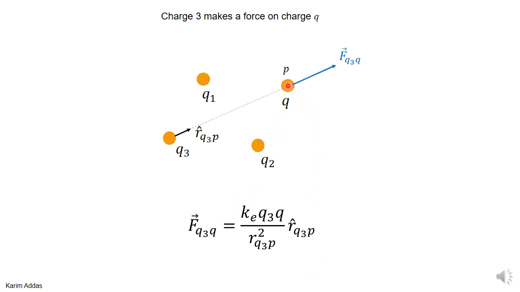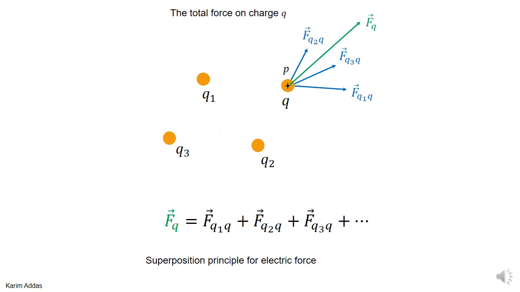The force on charge Q due to charge Q3 is this vector. And we know also that the total force on charge Q is just the sum of those forces that we got for each charge on charge Q individually. And this is the principle of superposition that we discussed before, and we discussed this in detail before. So we know all this.